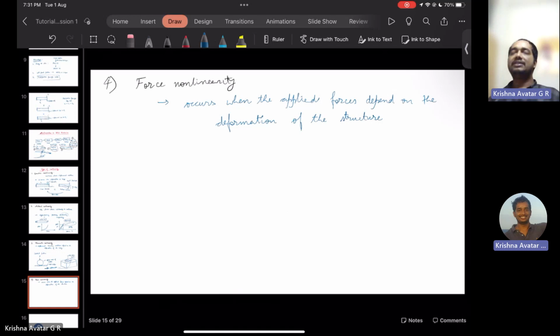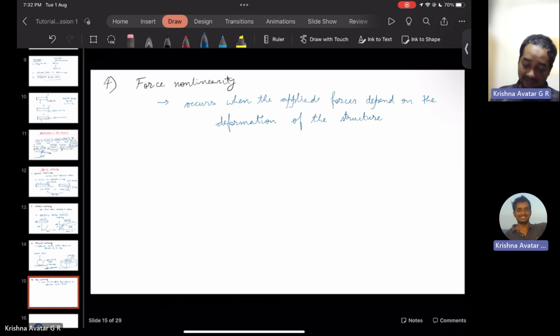And I had mentioned a garden hose, right? When you change the direction, the reaction force also keeps on changing. So all these are examples of force nonlinearities, isn't it?